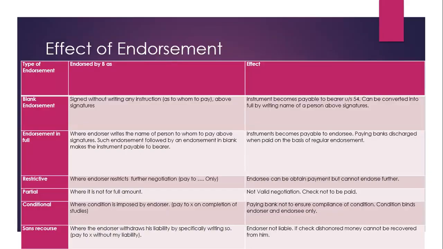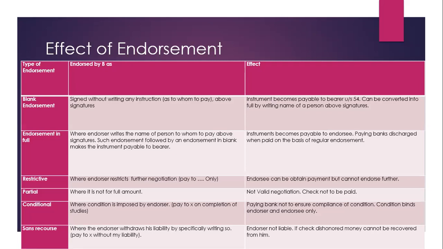Effect of endorsement: this is crisp. What are the effects of various kinds of endorsement? Firstly, blank endorsement, meaning a signature without writing any instructions. The effect is that the instrument becomes payable to the bearer, that is, whoever is holding the negotiable instrument, and it can be converted into full by writing the name of a particular person above his signature.